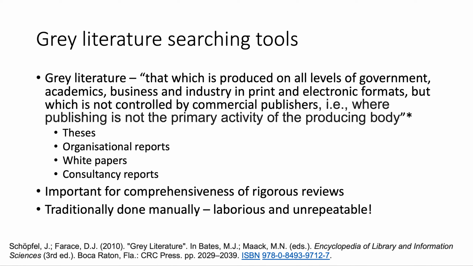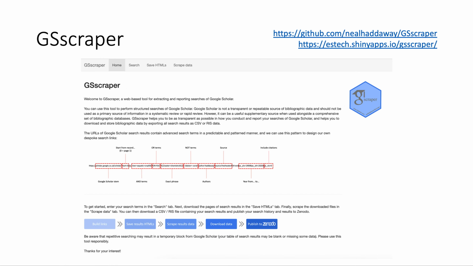And traditionally, greylit searching is done manually, so people go to Google or other websites and search manually and only record when they find something relevant. So then we don't know how they went about searching, perhaps. And even if they did report what they did, it's very difficult to then repeat it. So it's very laborious and largely unrepeatable. So I built a couple of tools to help.